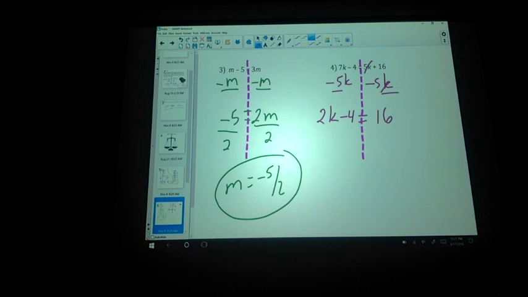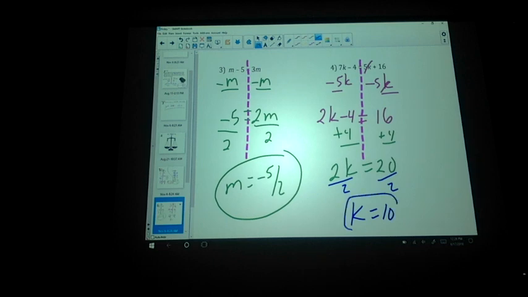What seems like a good move now to start getting k by itself? Yeah, add 4. I love it. Add a 4. I have 2k is equal to 20. Last step, 2 and k are being held together by multiplication. How do you undo that? Divide by 2. Done.